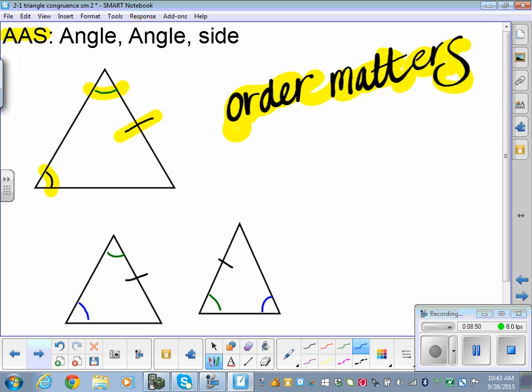Angle, angle, side. Now notice order does matter here. Look right here. We're given an angle, then directly after that, another angle, and then directly after that, a side. So angle, angle, side. Directly after that.